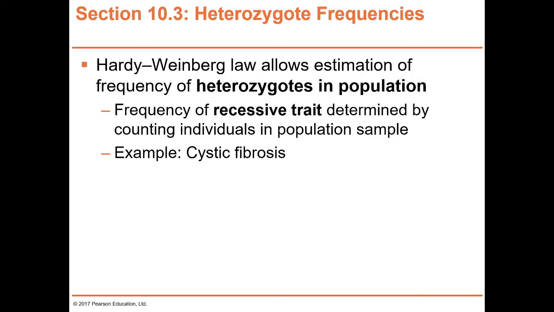Heterozygote frequencies. The Hardy-Weinberg law allows estimation of the frequency of heterozygotes in the population. The frequency of a recessive trait is determined by counting individuals in a population sample. So first of all, you need to find the number of people who are recessive, and then you find the dominant. So you find Q first, and then you find P, and then you can find the 2PQ.